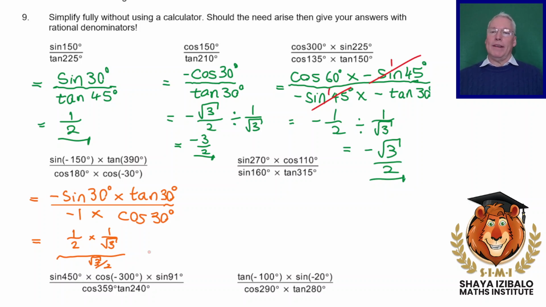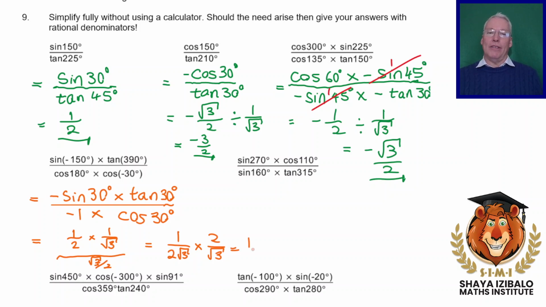So in fact what we get here is 1 over 2 root 3 divided by root 3 over 2. That's times by 2 over root 3. I've just done a tip in times. Those 2's will divide out, and we get a final answer of 1/3.